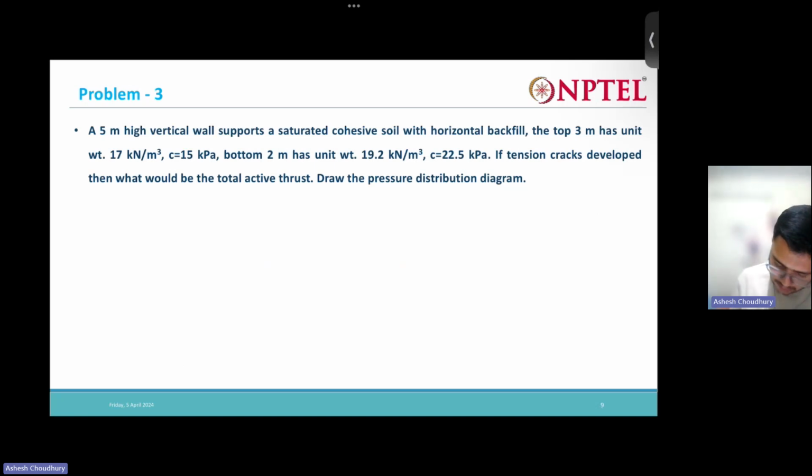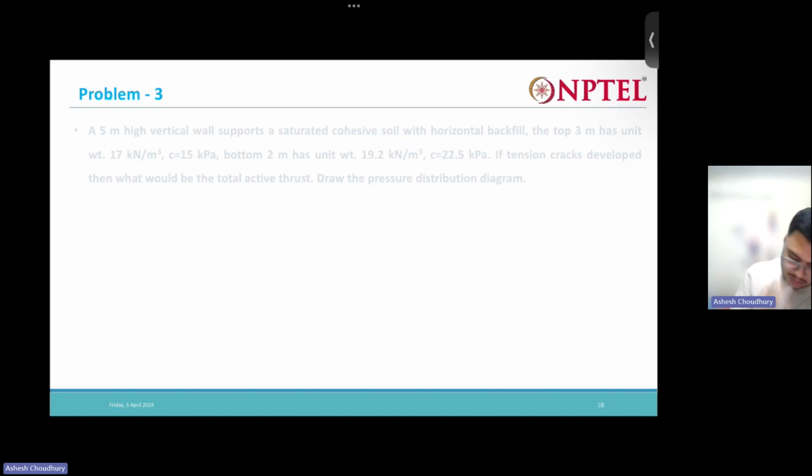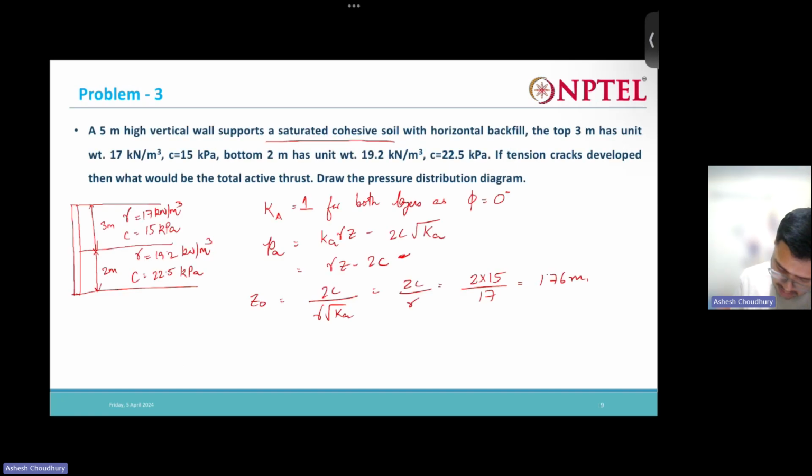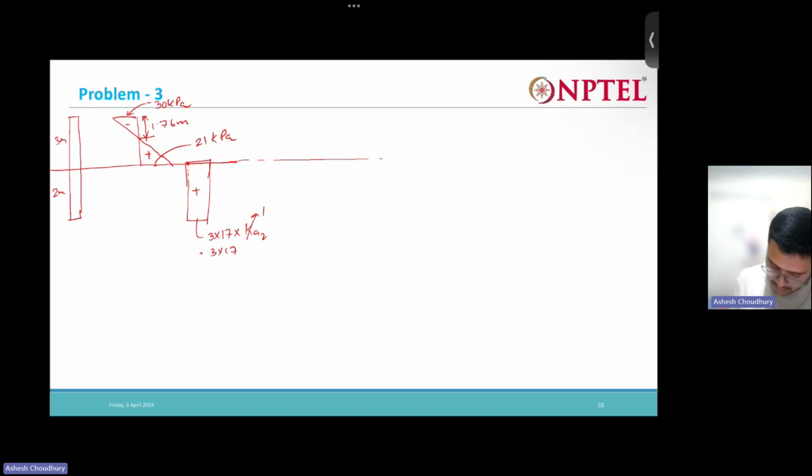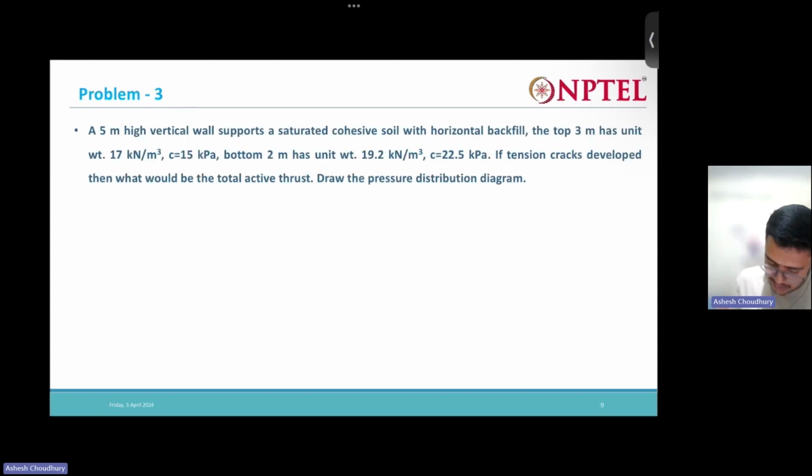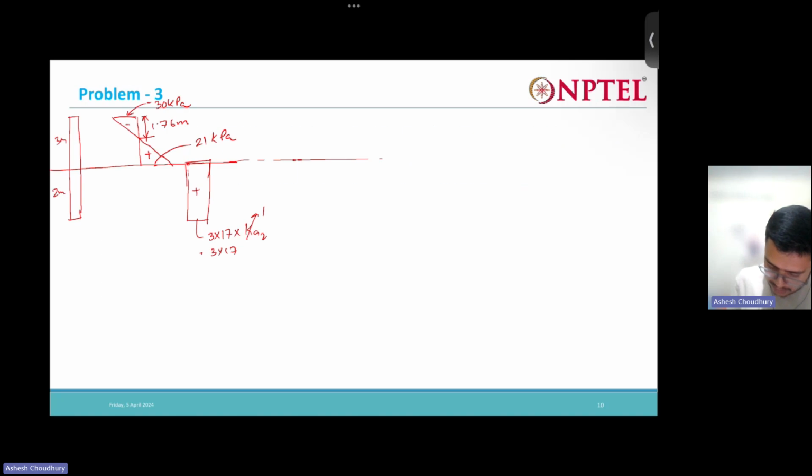Okay, understood. So actually C is this one, right? 22.5. In my head I was thinking it is 19.2, that's why I was wondering why it is not matching. Sorry, the C is 22.5. So here it will be how much?